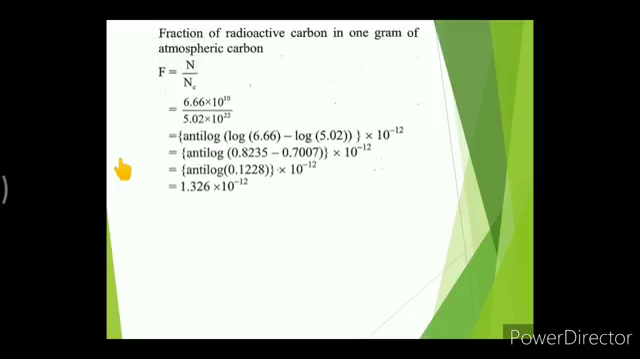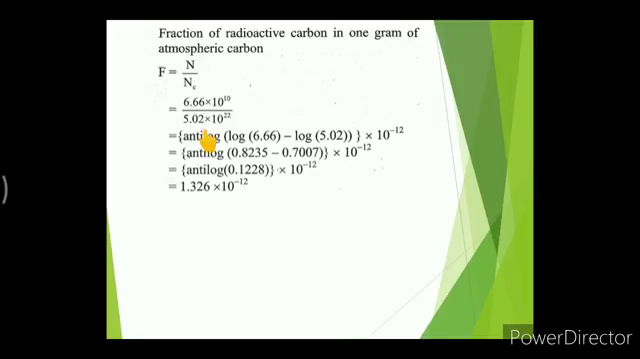Let's solve it by using the log calculation. As 10 raised to 22 in the denominator becomes 10 raised to minus 22, and 10 raised to 10 into 10 raised to minus 22 will give the value 10 raised to minus 12. So this factor we are keeping aside. The remaining factor is 6.66 upon 5.02. Let's solve this by using the log calculation.